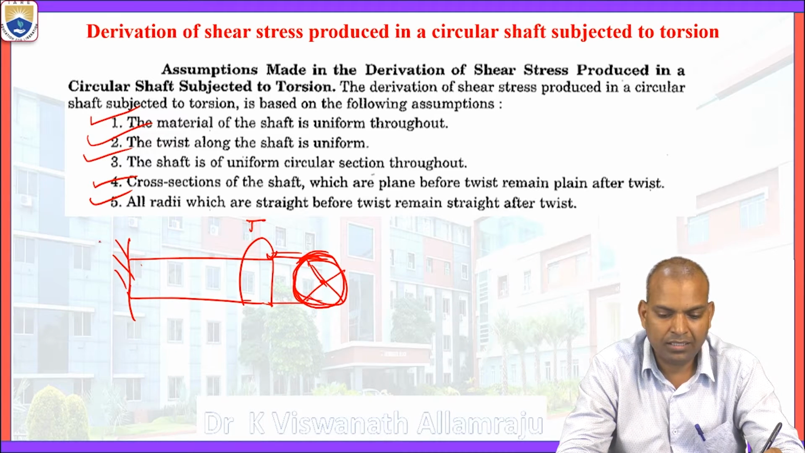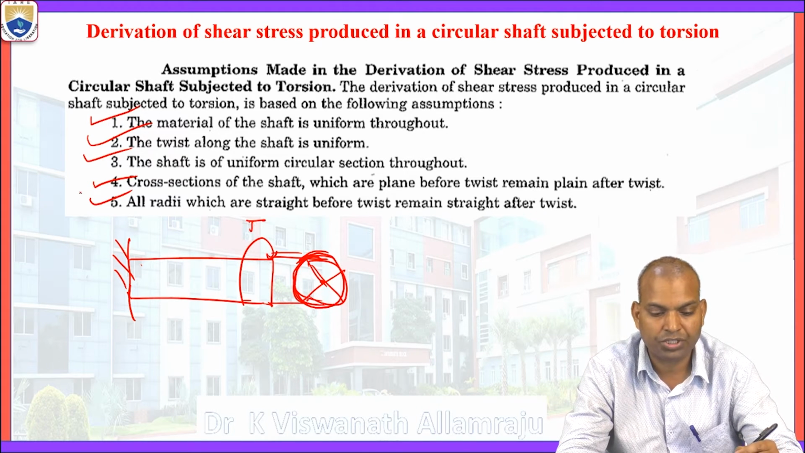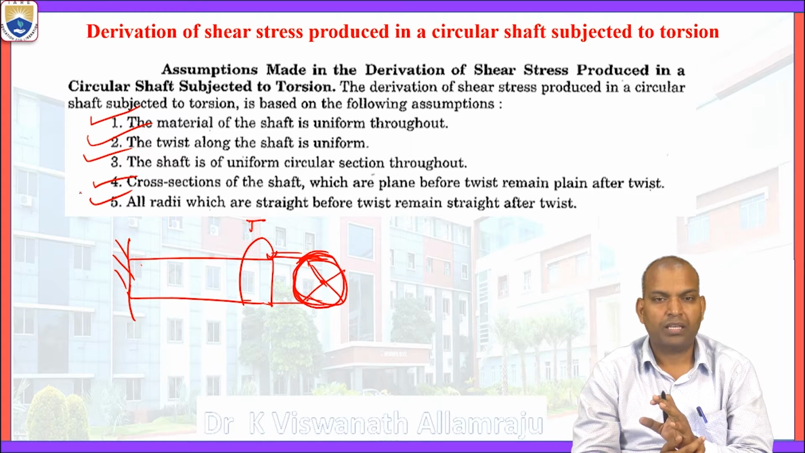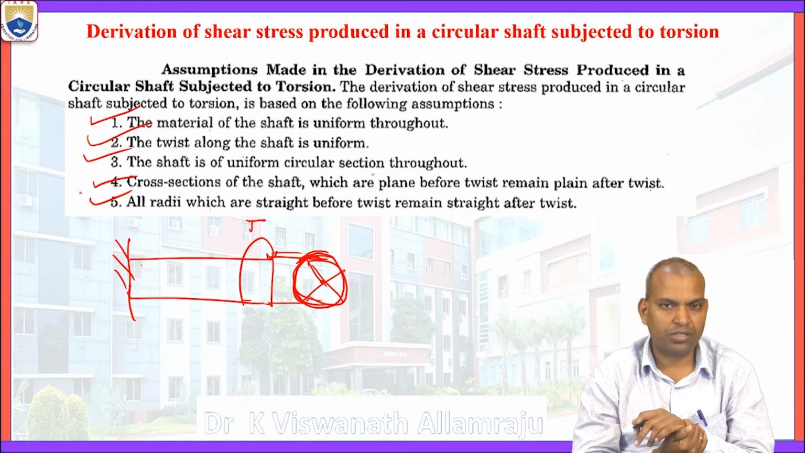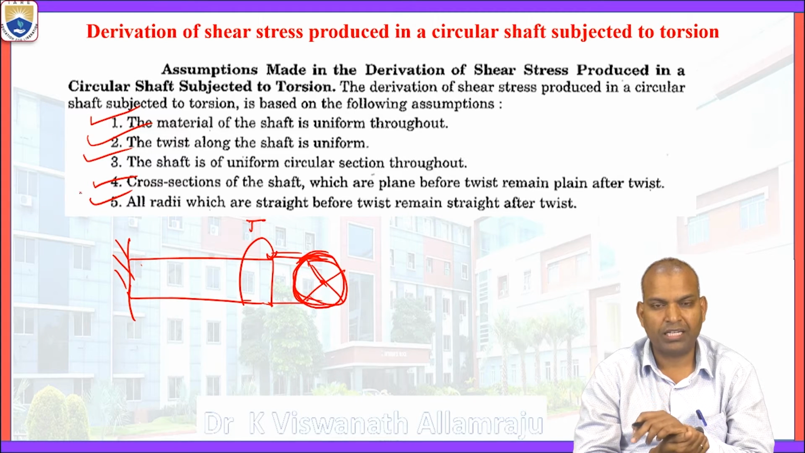These five assumptions are considered for deriving the shear stress produced in a circular cross section of a shaft subjected to torsion. This is the formula derived for a circular cross section of the shaft subjected to a torsion at the free end.